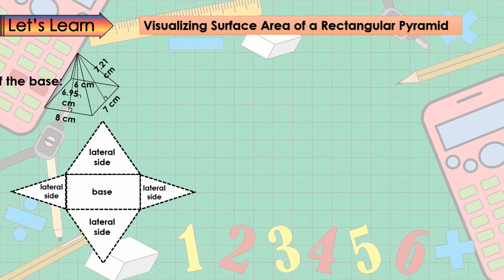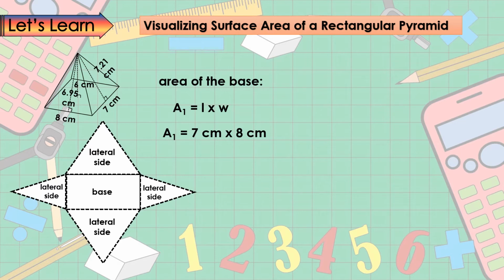So we are going to get first the area of the base, which is area 1 equals length times width. We are just going to substitute the values. So we have 7 centimeters times 8 centimeters. So we have 56 centimeters squared. So this is the base, or the area of our base.